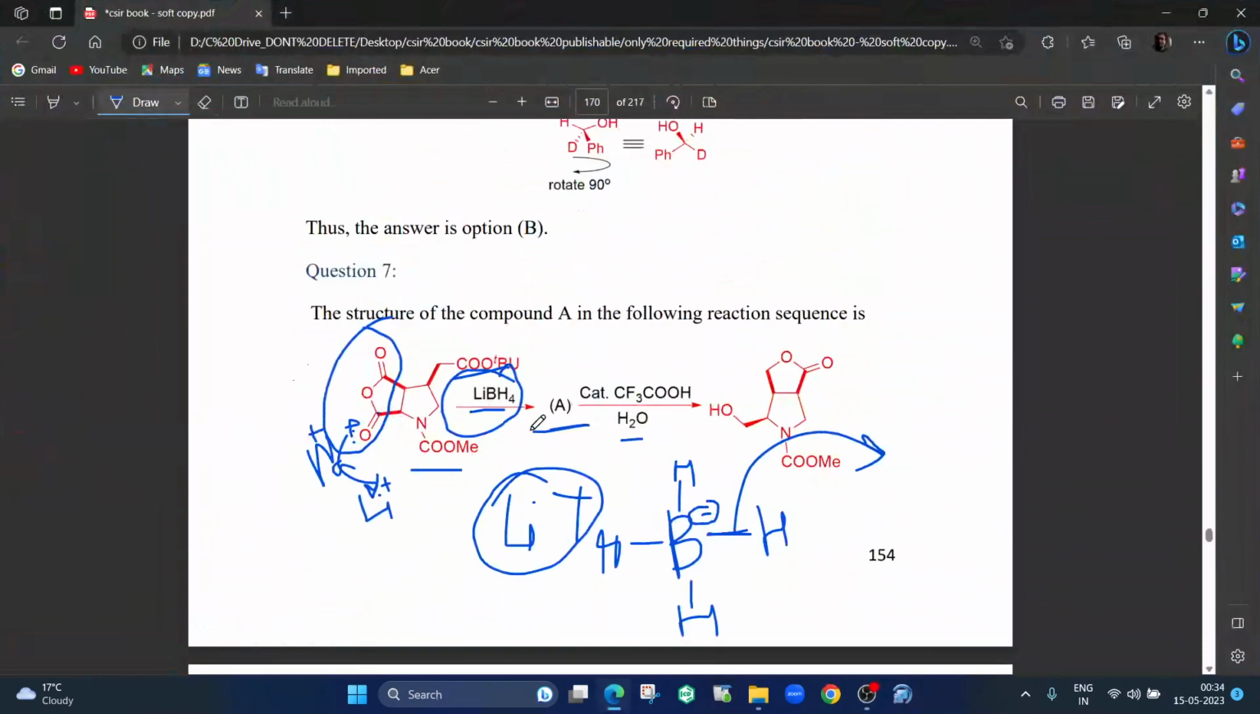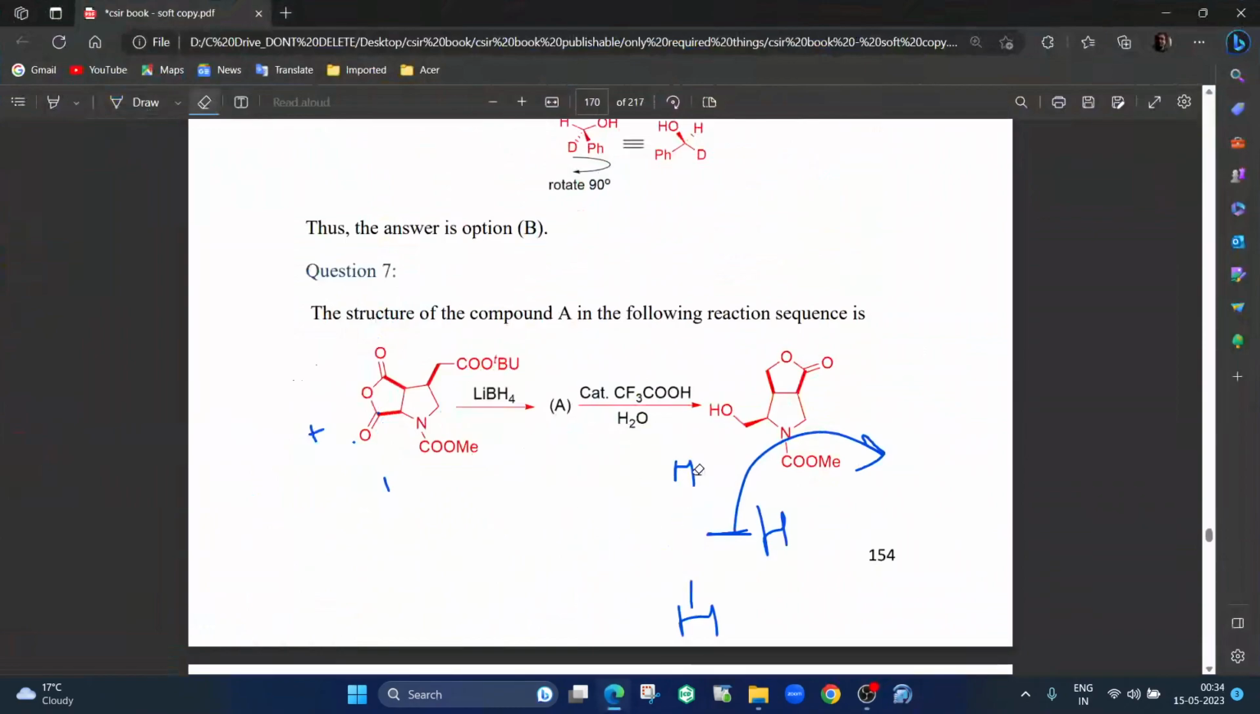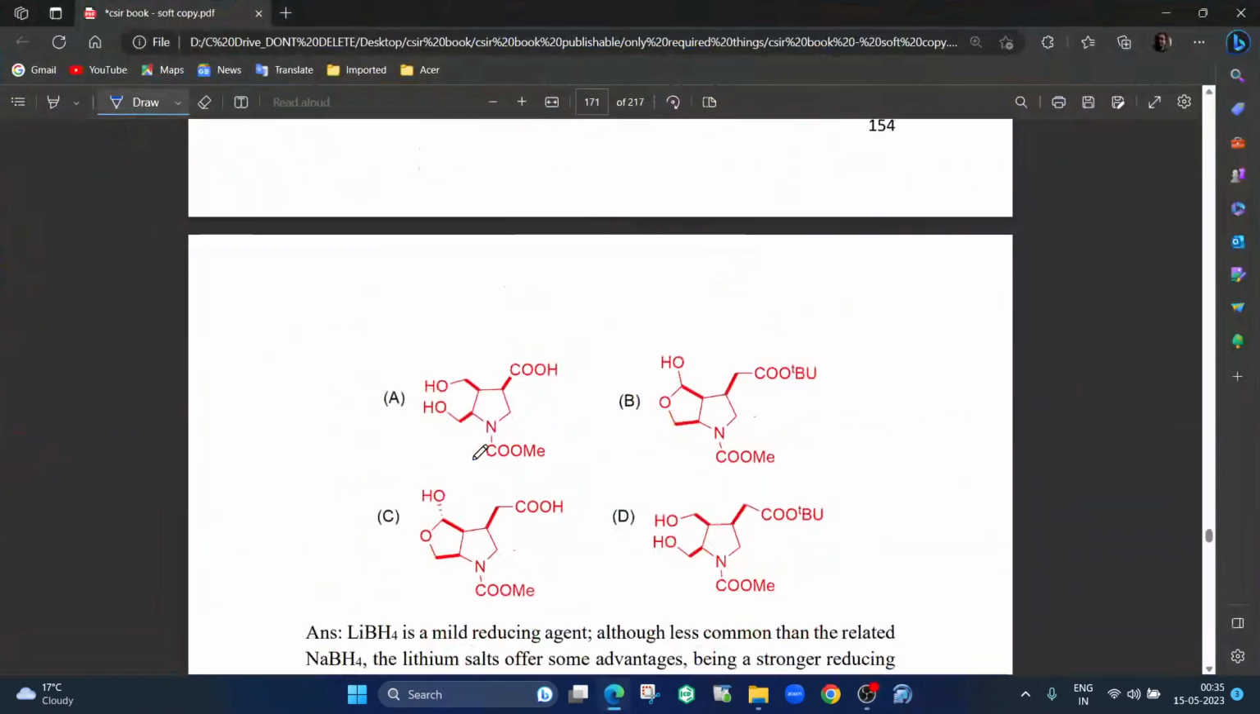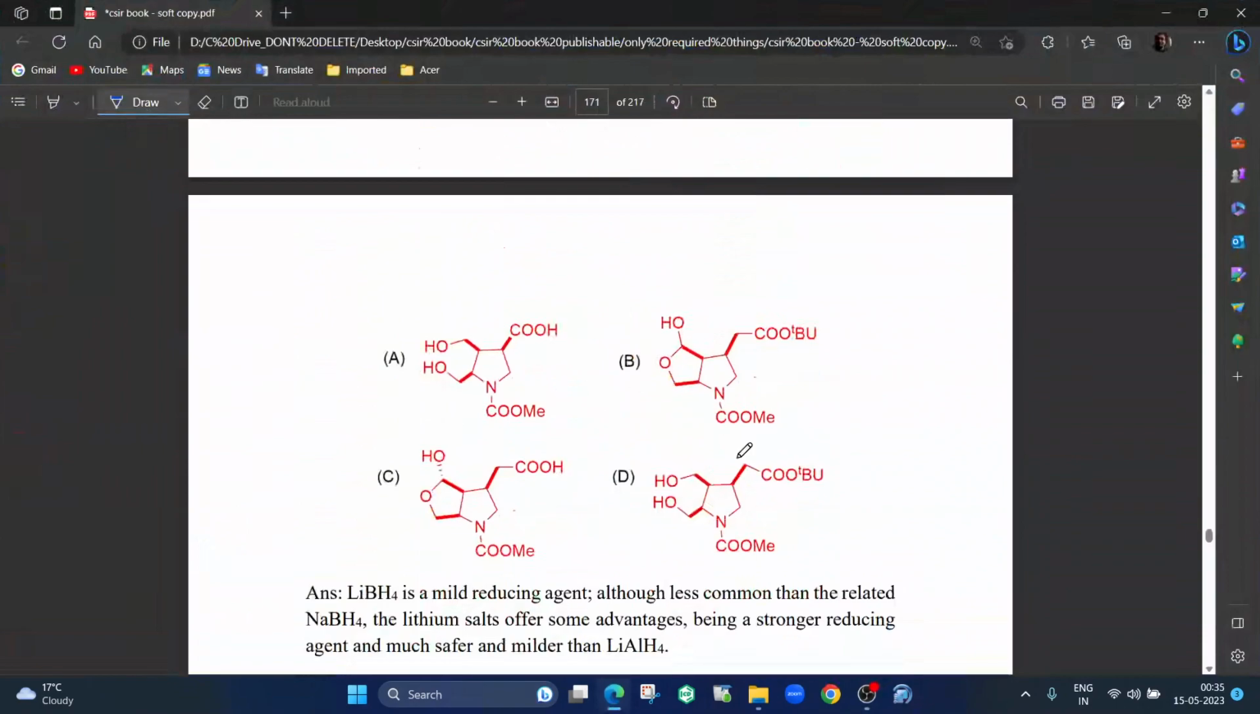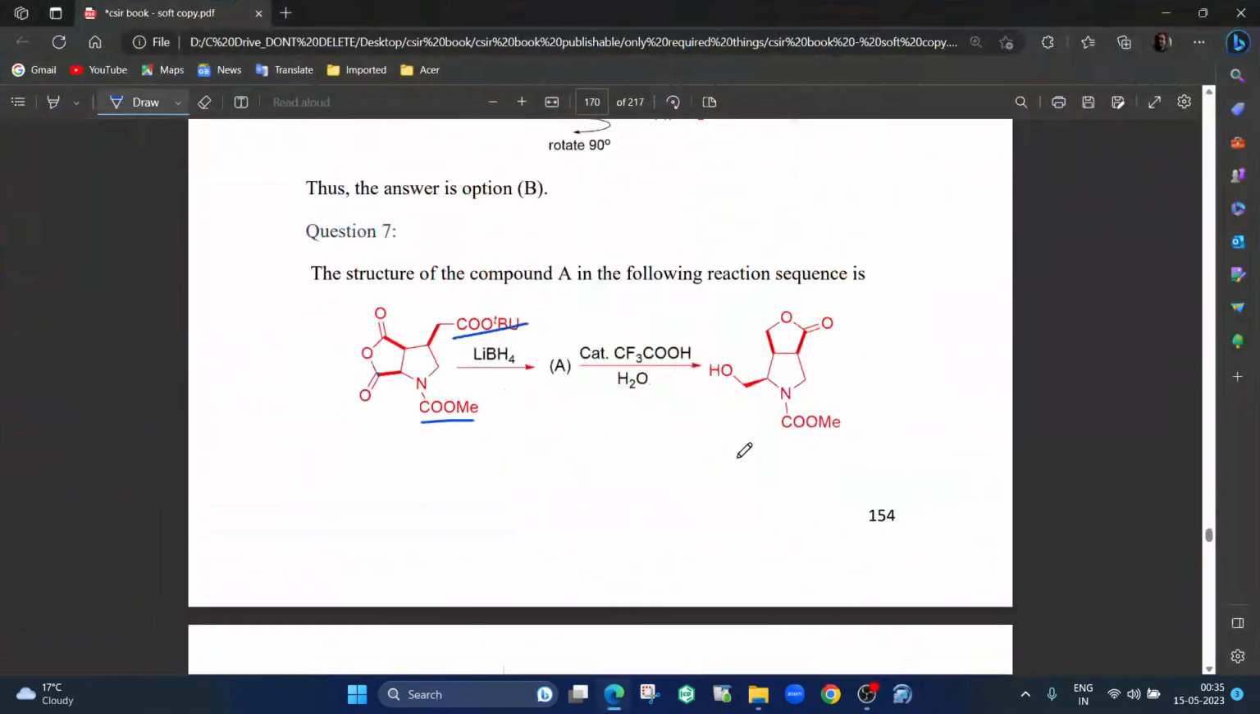So if you think A is something where it reduces all of them, let me just rub this because it's not very clear. So imagine if LiBH4 reduces this, so this will become alcohol, this will become alcohol, this will also become alcohol, and this will also become alcohol. But can you see anything of such sort here? Nothing is there. So that's why they've given this question. If it was that easy, they would never give it.